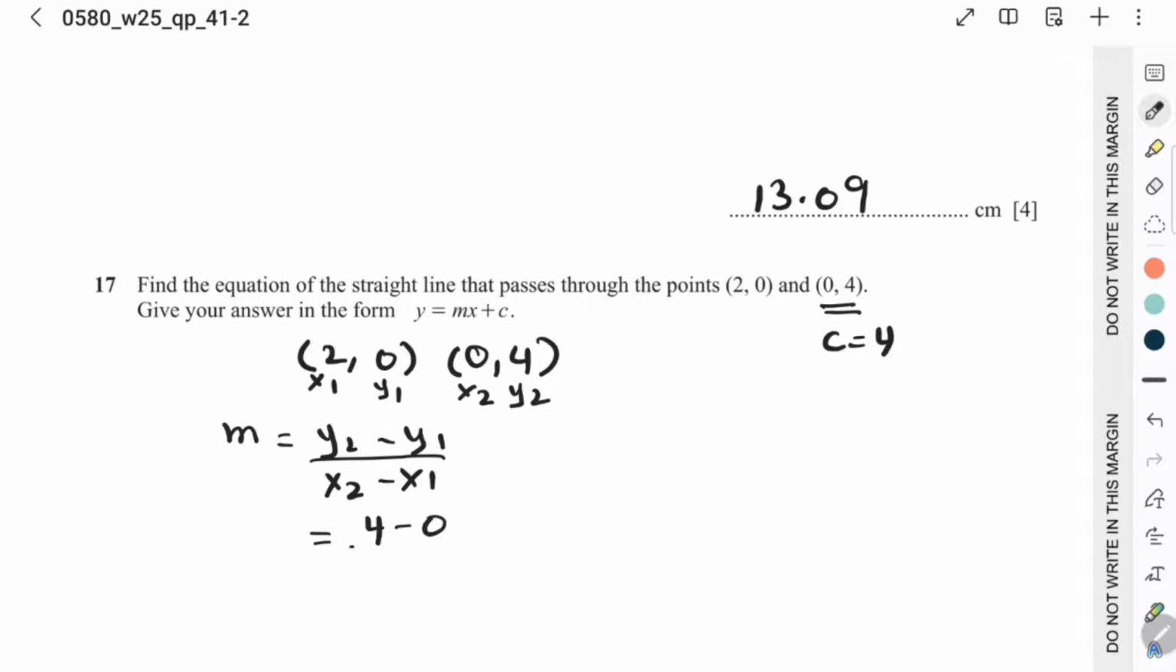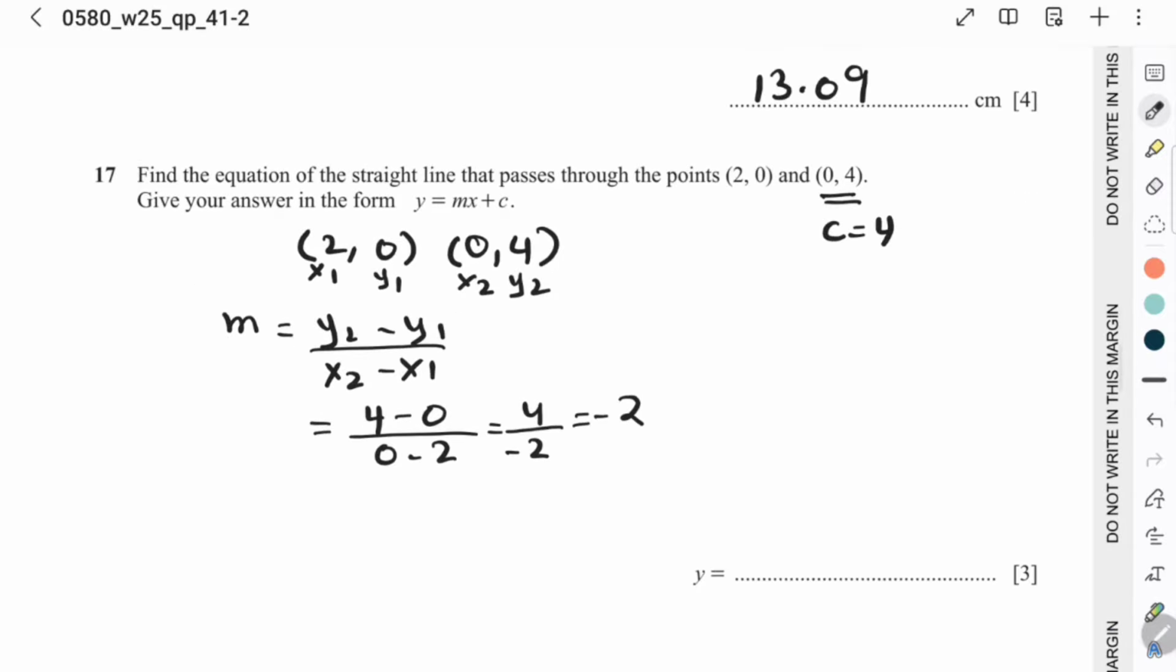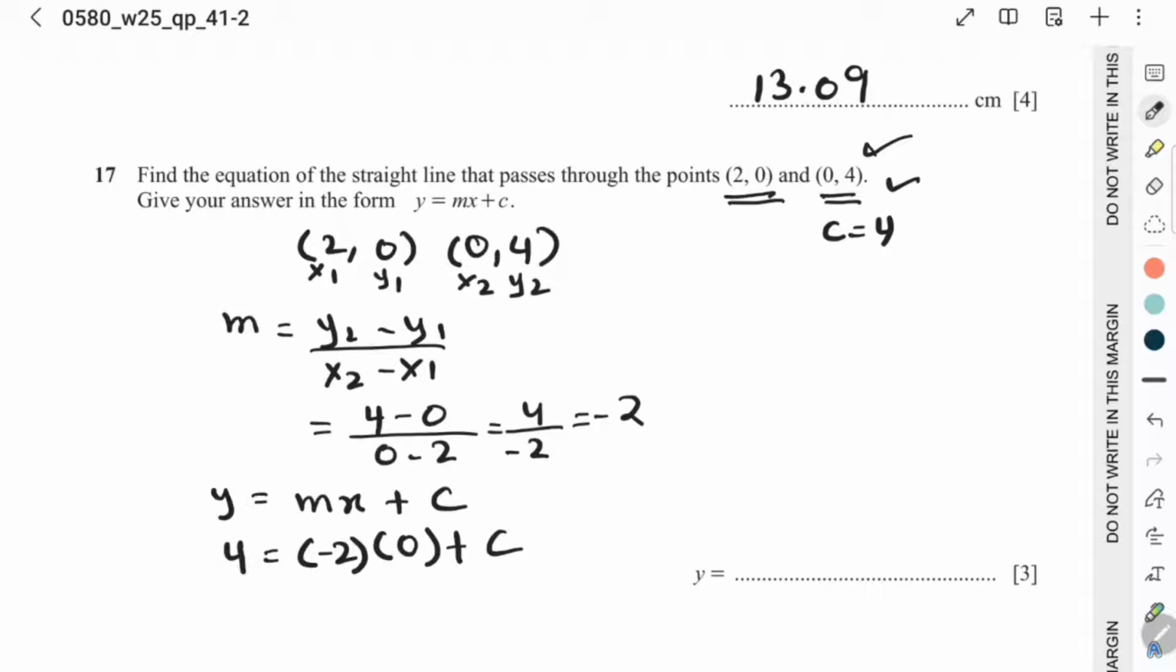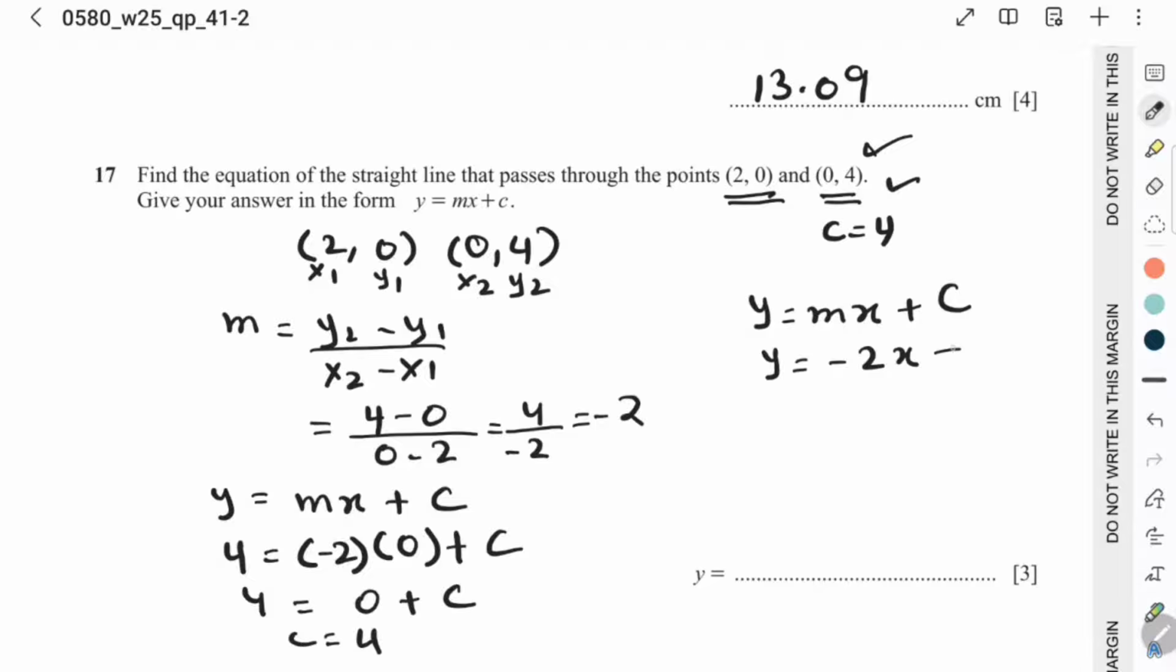4 minus 0 upon 0 minus 2, which is equal to 4 upon minus 2, it's minus 2. It's passing through 0, 4, so the y-intercept is 4. But right now I'm doing it with y equals mx plus c. I'm taking 0, 4. 4 is equal to m, which is minus 2, and x is 0, plus c. I just insert for gradient minus 2, x 0 and y 4. If you take the other point as well, you will get the same answer. So 4 is equal to 0 plus c. c is equal to 4. So y is equal to mx plus c, that is y is equal to minus 2x plus 4.